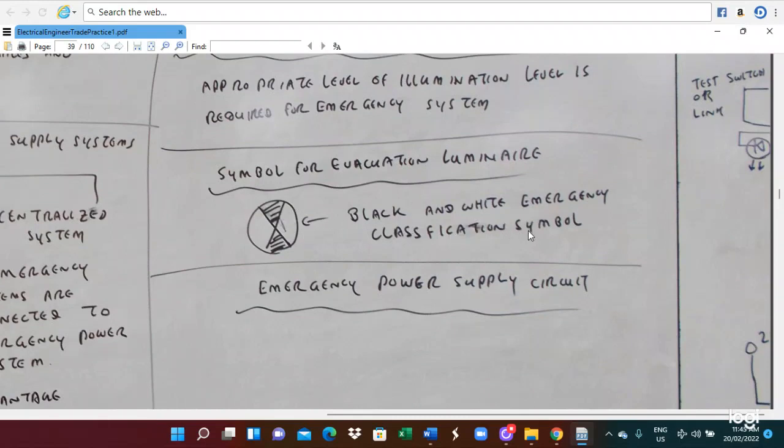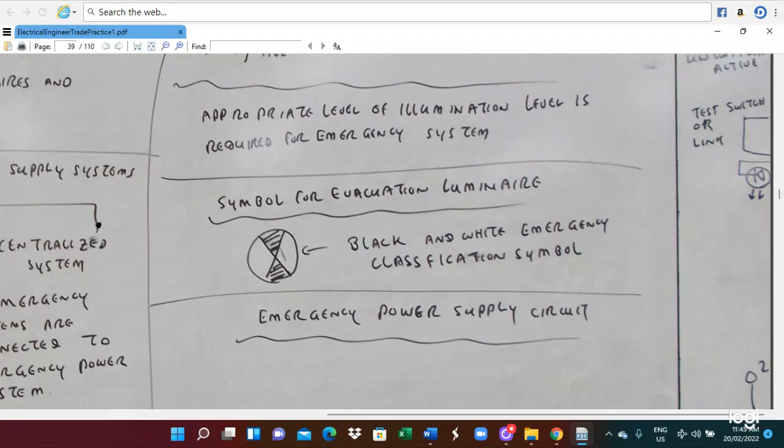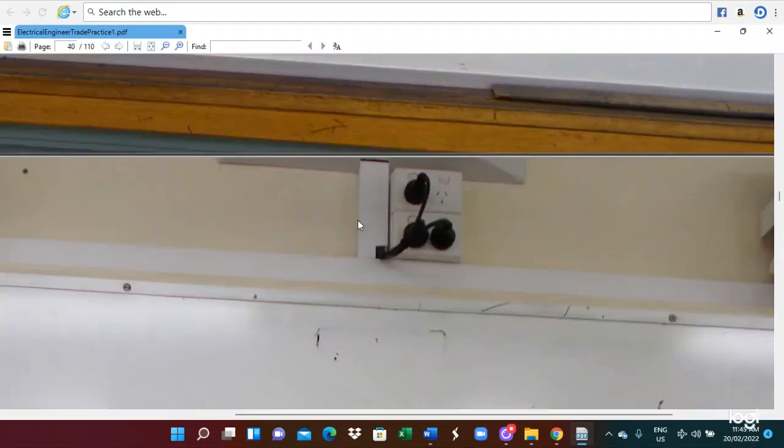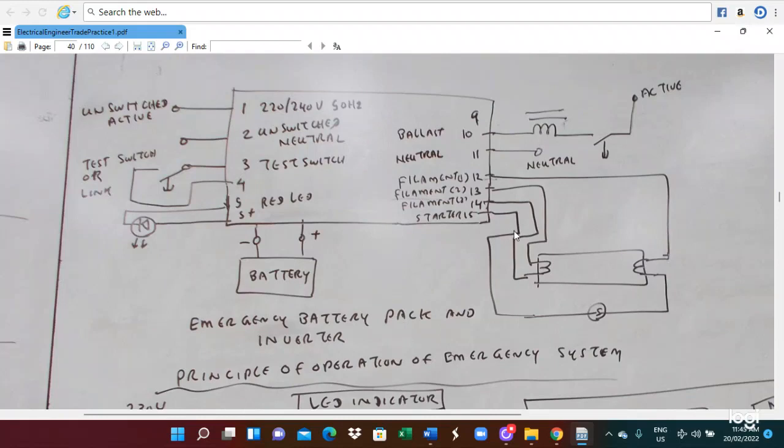Here we are talking about the emergency supply circuit. There will be the battery supply here, the switch, and also the test switch and red light. This is the battery connection. Here is an emergency light system, using the emergency battery pack and the inverter.